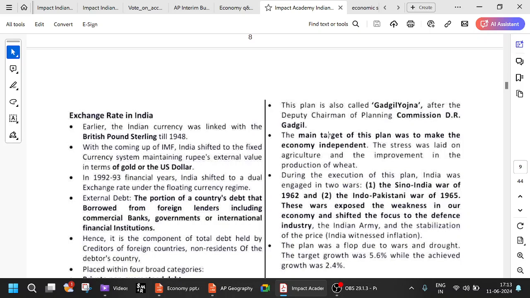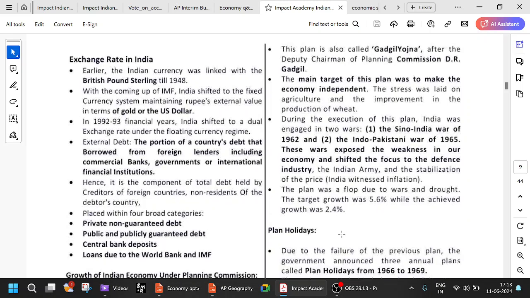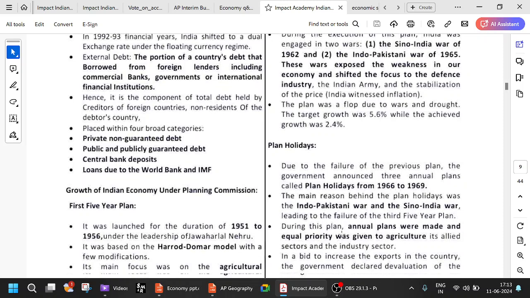But two main things which happened were the Sino-India War, that is the China-India War of 1962, and the 1965 Indo-Pakistani War. Because of the wars, obviously there will be a lot of expenditure, a lot of strain. So mainly because of the wars, it was a failure. The target was 5.6 and it achieved only 2.4. So the third one was a failure.